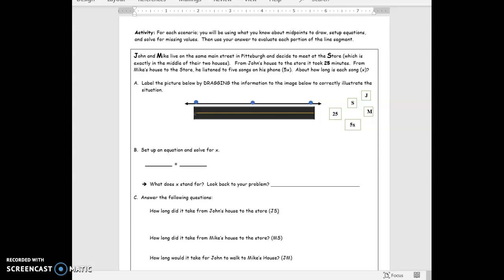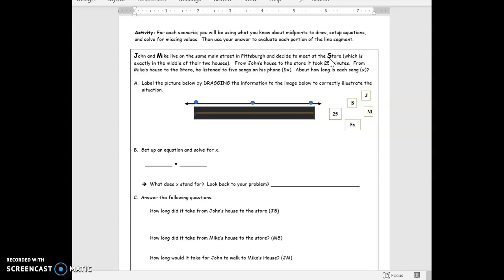So the first part, what I want you to do is label the picture below by dragging the information to the image to correctly illustrate the situation. So if you notice here, you've got your 3 letters. One of them will be in the middle, and then you've got your algebraic expressions that represent the length of segments. So if we look at the very first sentence again, it says John and Mike live on the same street in Pittsburgh and decide to meet at the store, which is exactly in the middle.